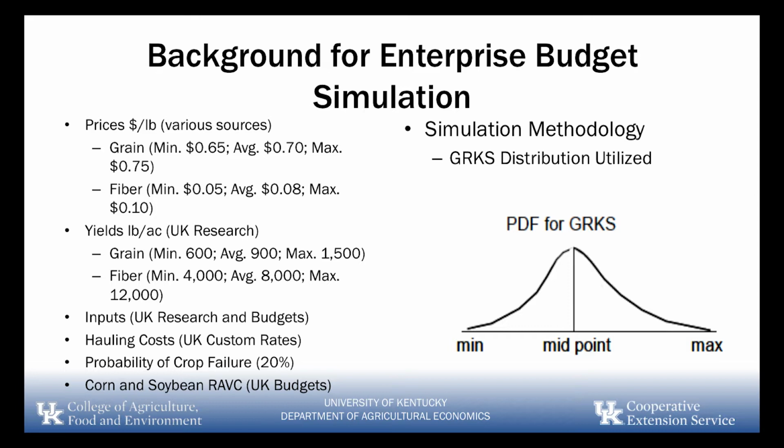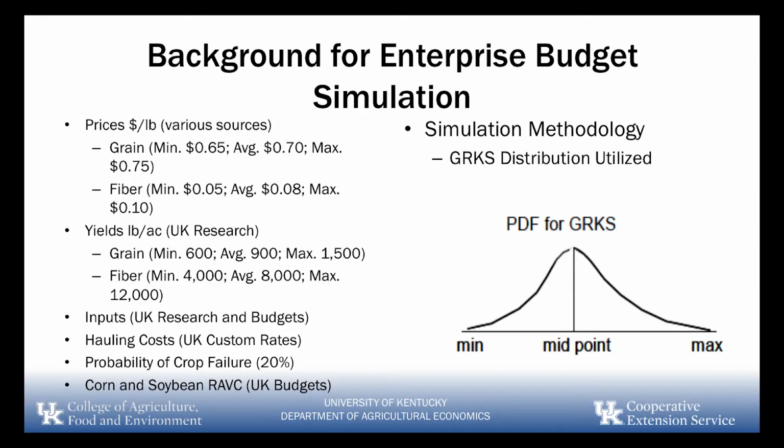You can argue with me on whether or not I'm high or low. On the fiber side, we're looking at somewhere between 4,000 pounds and 12,000 pounds, so basically between 2 ton and 6 ton. Granted, this right here is going to be a little high. But I think we're getting there, and hopefully Dr. Williams and a few others, their research is showing that we're getting closer to that type of number. Okay? Input costs, we'll run those off the UK budgets. Hauling costs, I'm pulling those in as well.